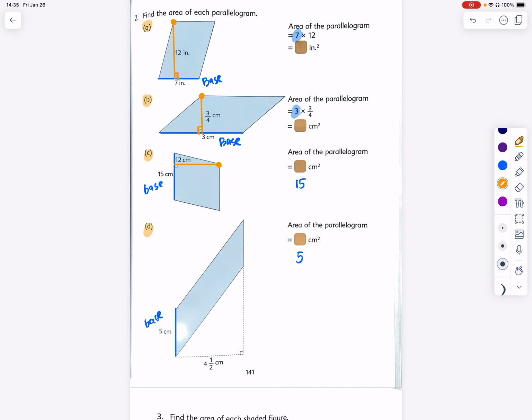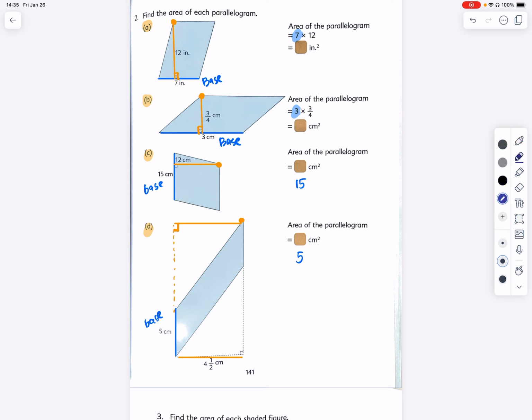Now in example D, we have a very, very skewed, right? A very angular parallelogram. No problem. Find the vertex opposite of the base. Look how far it is. No problem. We can extend our base with a dashed line and drop a perpendicular line to the base, which is exactly equal to 4.5 centimeters.